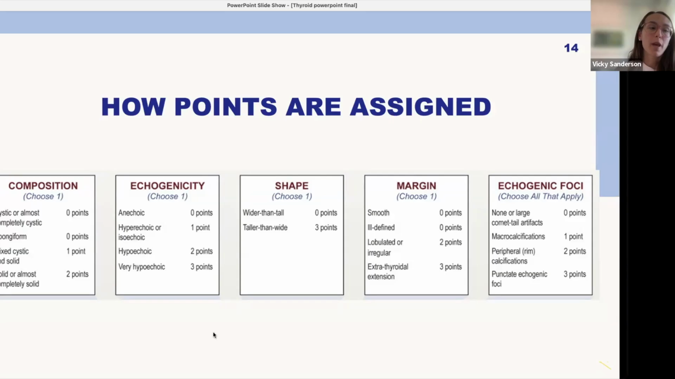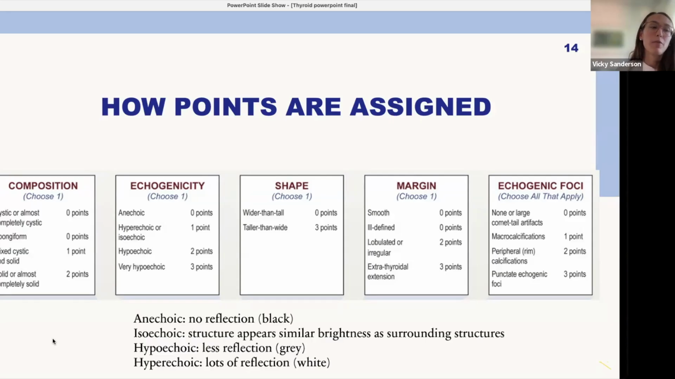When we think of echogenicity, we think of the ultrasound waves and how much that nodule or tissue reflects the light or absorbs the light. A tissue or nodule that is anechoic is black; it's not reflecting anything. Isoechoic essentially means the structure shares the same brightness as surrounding structures. It can be a little bit gray, kind of blending in with the surrounding structures, and those are assigned 1 point. That's our nodule here.